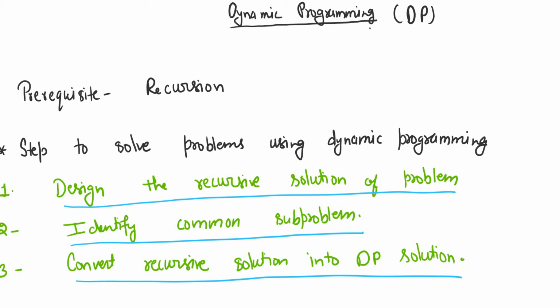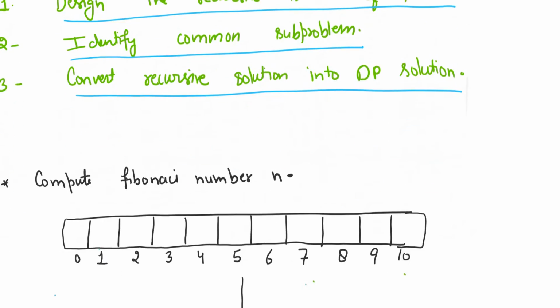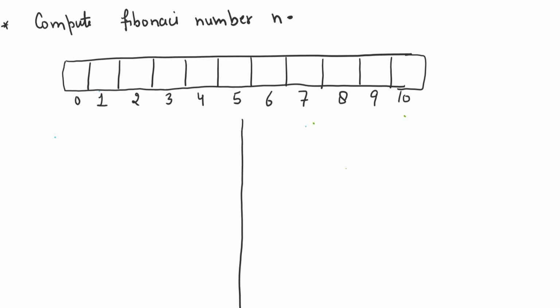Now we will take an example and do all these three steps to understand dynamic programming. I am taking an example here: compute Fibonacci number n. The Fibonacci number n comes from the Fibonacci series, which is a series in which any element is the sum of the previous two elements. Let us consider the zeroth element of the Fibonacci series is 1 and the first element is also 1. The second element is the sum of the previous two, the zeroth and first element, which is 2. The third element is 2 plus 1.